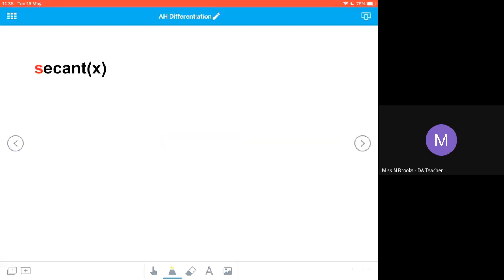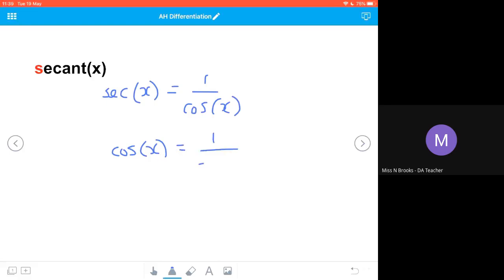Now, the secant of x, I've highlighted the s because it's related to the cosine of x. And it's abbreviated to SEC. So the secant of x equals 1 over the cosine of x. And therefore we can also say that the cosine of x is equal to 1 over the secant of x. And this time it's opposite letters that are our reciprocal functions. So the secant is related to 1 over the cosine, and the cosine of x is related to 1 over the secant of x.